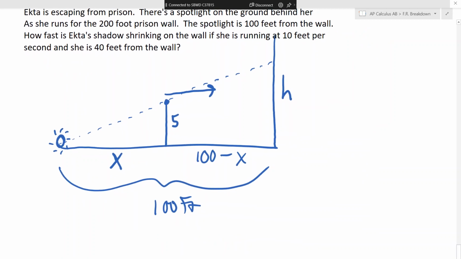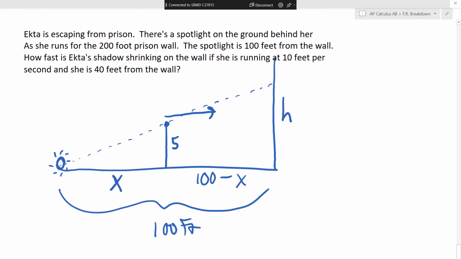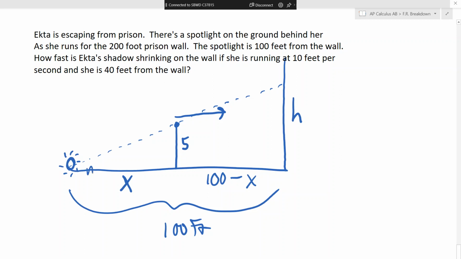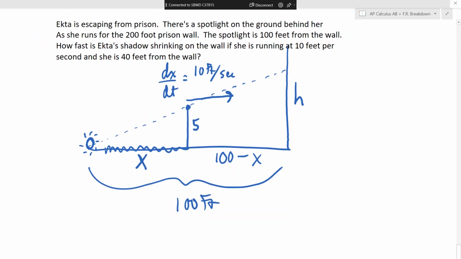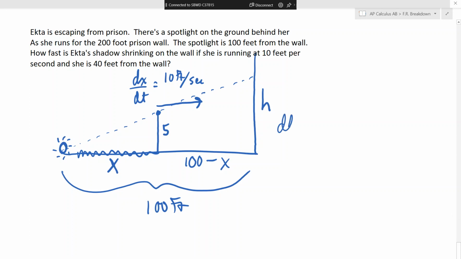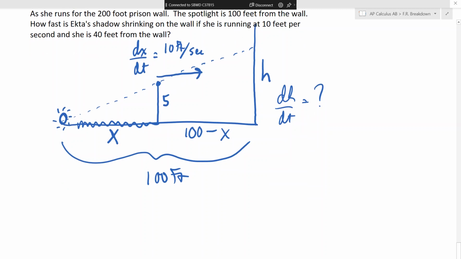Anyway, do we know if X is running at 10 feet per second, that X is getting bigger, right? dx/dt is 10 feet per second. Positive 10 feet per second because she's moving away from the lamp. Cool. And now we need, since we don't know how fast the shadow is changing, we're looking for dH/dt. What is that thing? We need something that links x to h, and we're going to derive it. Okay? These are similar triangles as well. They just don't reduce down as nicely. So we have this option here.